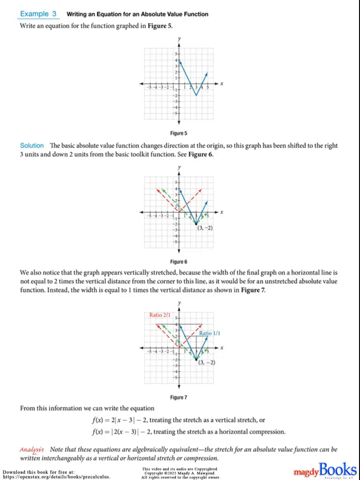From this information we can write the equation. f of x equals 2 times the absolute value of x minus 3, minus 2, treating the stretch as a vertical stretch, or f of x equals the absolute value of 2 times (x minus 3), minus 2, treating the stretch as a horizontal compression. Analysis. Note that these equations are algebraically equivalent. The stretch for an absolute value function can be written interchangeably as a vertical or horizontal stretch or compression.